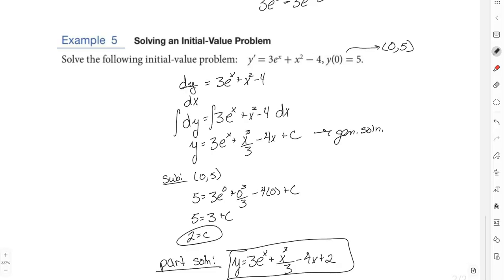So there's the basics of differential equations. What is a differential equation? What's the difference between a particular and general solution? And just solving some really basic separation of variables types of problems. So in the next video, we're going to dive into differential equations a little bit deeper.